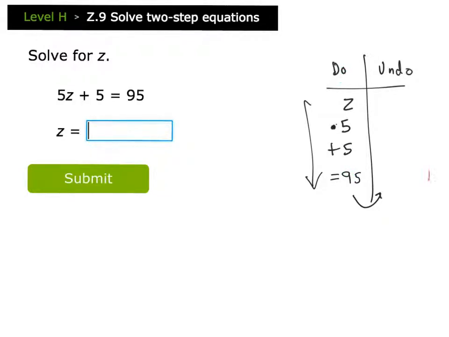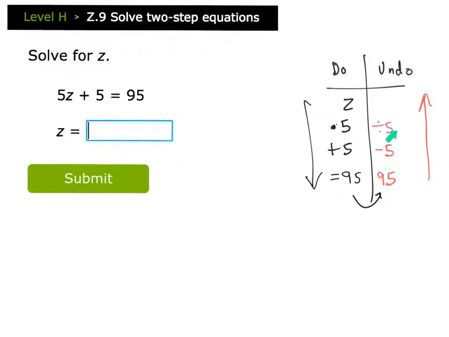So I'll put red here to change the color. We start with where we ended and we go backwards. We're going to take away 5 because that's the opposite of adding 5. And then the opposite of multiplying by 5 is to divide by 5. So if I take 95 and I subtract 5, that'll give me 90.